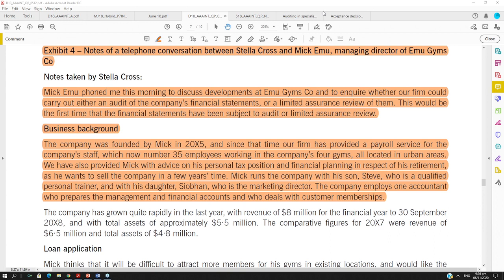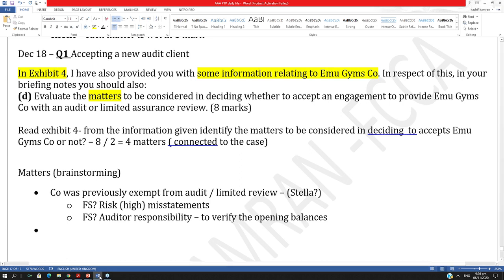When we were just providing them the payroll service, there was no ethical problem, right? But now we are providing them the payroll service and possibly becoming the auditor. Do you believe this gives rise to a self-review threat? Point number 2, providing payroll services versus potential audit client. Is it our potential audit client for future? So if you're providing payroll services to Emu Gyms, and Emu Gyms seems likely to be our potential audit client in future, do you believe this gives rise to a self-review threat?